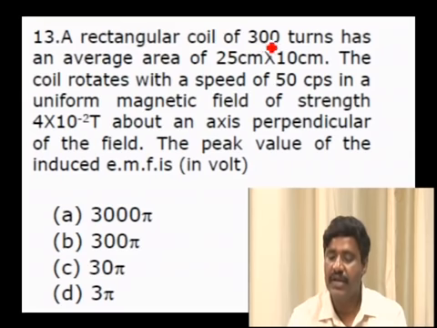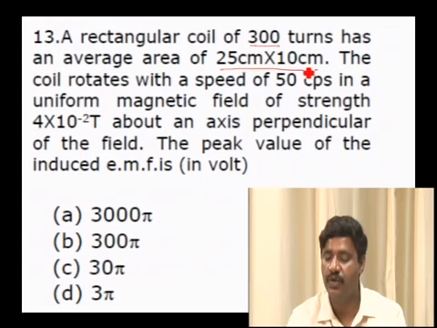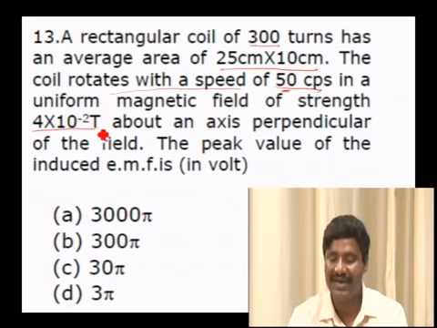There is a rectangular coil having 300 turns. The average area will be 25, this is length into breadth. The coil rotates with a speed of 50 CPS, it is 50 cycles per second. This is the magnetic field about an axis perpendicular to the field. The peak value, peak is nothing but the maximum value.